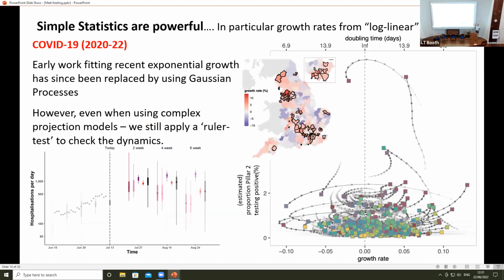We've done a similar sort of thing with COVID, and Laura's in the audience, and this is her work. This really is looking at the growth rate locally, what's the exponential growth in time and space, but using Gaussian processes rather than what I did, which was trivially fitting exponentials. However, even when we do very, very complicated analysis, we still do the really simple thing. Those of you that are on SPI-MO will know we did this: every time we did a projection, we used a simple ruler test. Does it look like an exponential pattern? Is it doing about the right sort of thing?